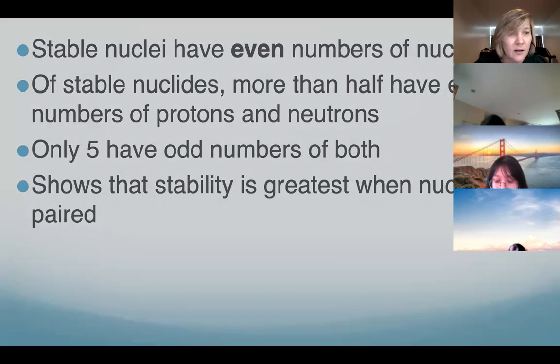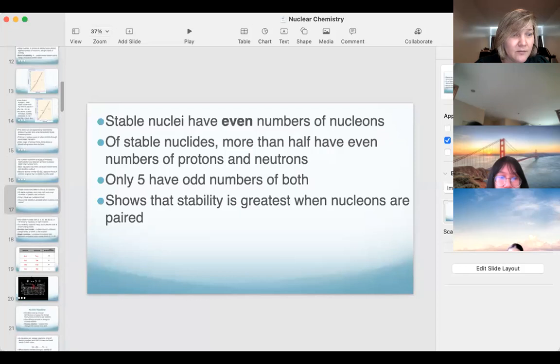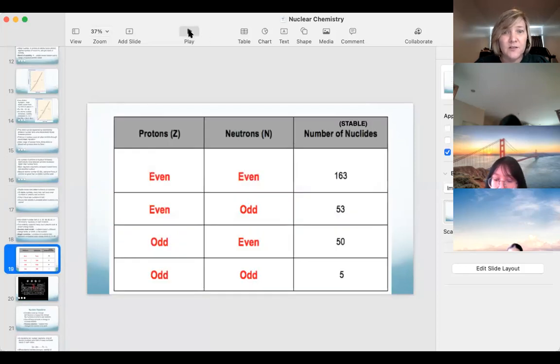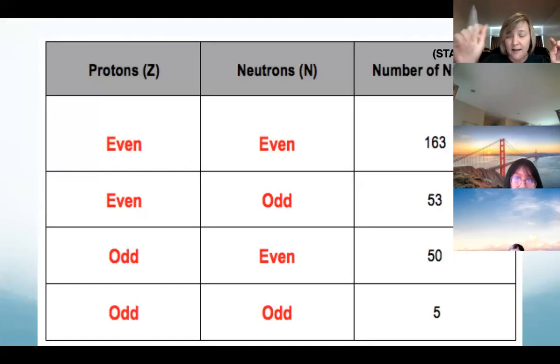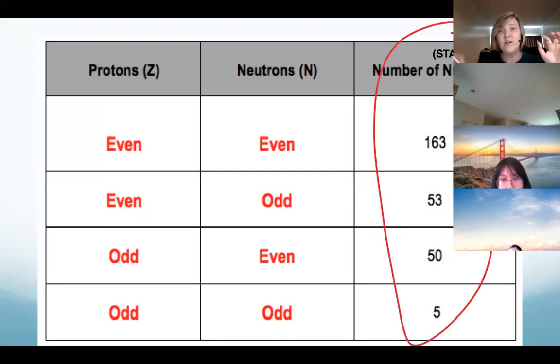I should have put the chart further up. Here we go. So this kind of explains it a little bit better. So on the right-hand column here, this is the number of nuclides. And you might think, okay, well, the first number up there is 163. But the periodic table only has 118 elements. So how the hell do you have 163?